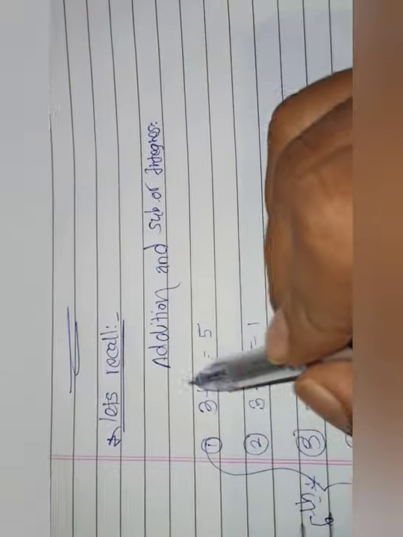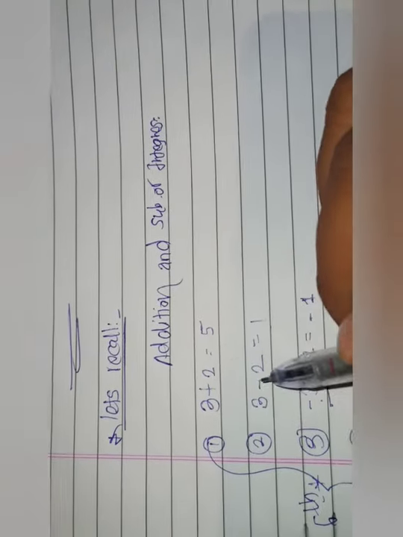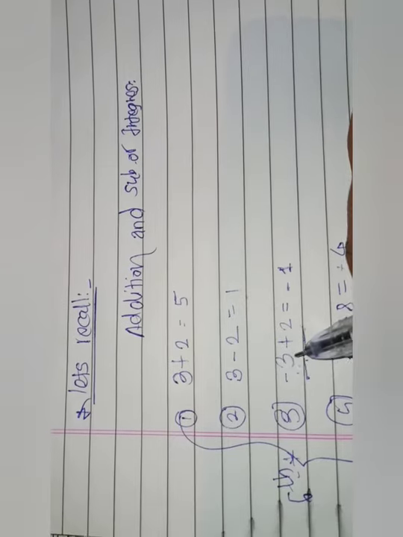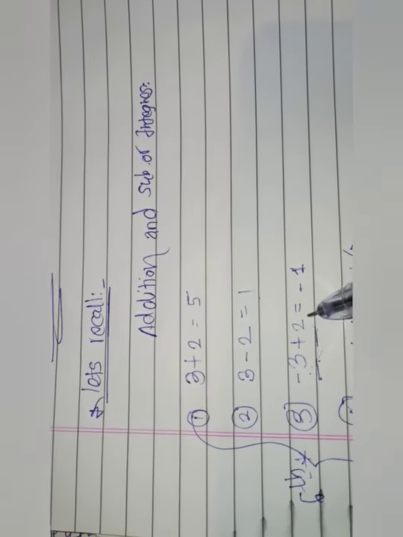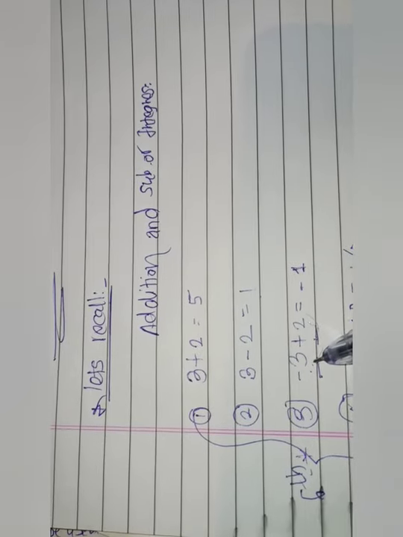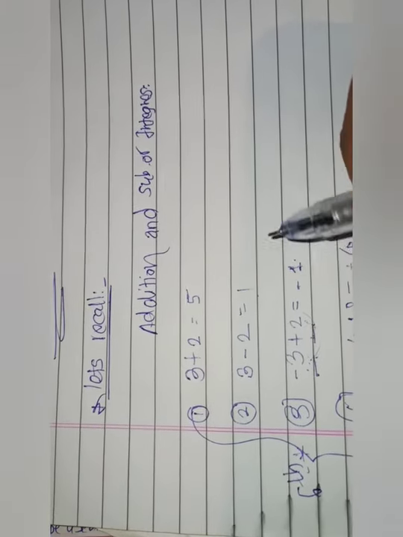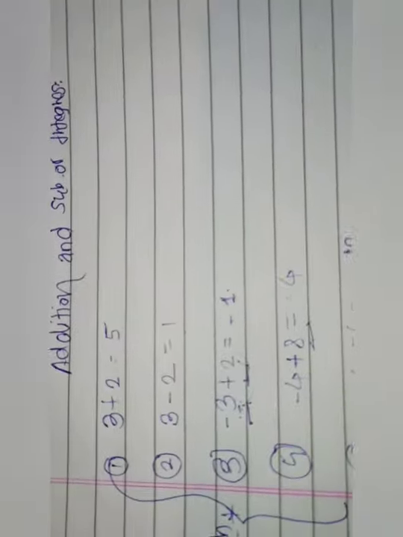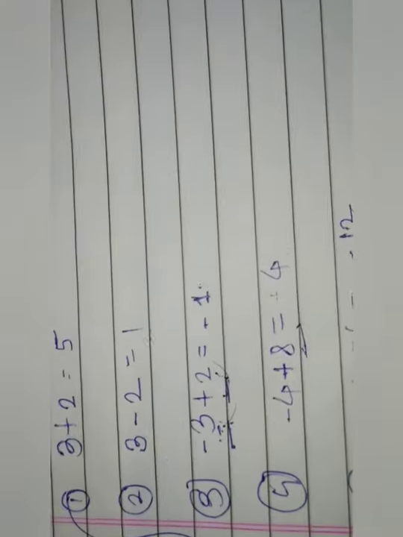Understand? If there is plus 3 plus 2, that is plus 5. 3 minus 2, 1. Minus 3 plus 2. If there is a minus, then we do the subtraction. We subtract the smaller number from the bigger, that is 3 minus 2, 1, and we give the sign of the bigger number, minus 3. Minus 4 plus 8, we do the subtraction.